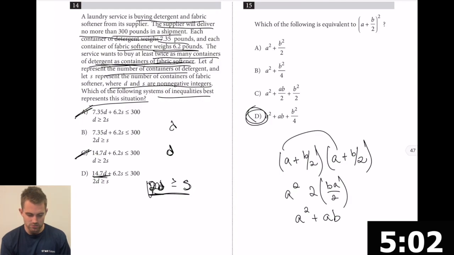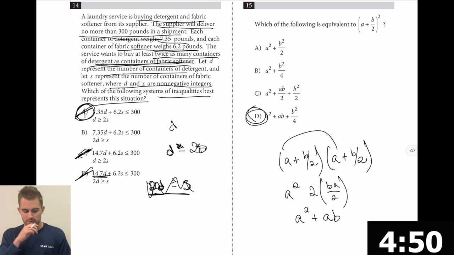So, you know what, guys? This is wrong. Sorry. These answer choices are off. It should be answer choice A, I think, because D must be greater than or equal to 2S, right? Because we have to have twice as many. 2 times the number of, so yeah, that's right. Because the number of containers with fabric softener, we need 2 times as many of those to equal D. So it's D is greater than or equal to 2S.